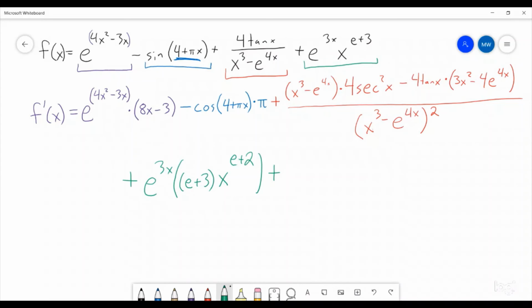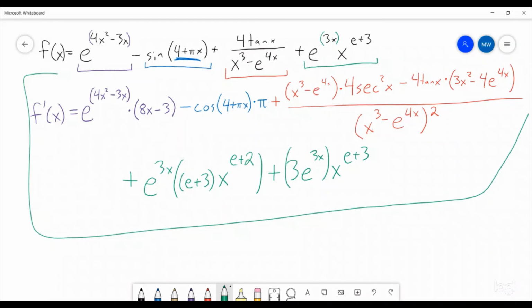and we add to that the derivative of the first times the second. Well, e to the 3x, you can either recognize that immediately as 3e to the 3x, or you can do it as a chain rule sort of thing, where it's e to the 3x, and then we multiply by the derivative of 3x, which is where we get the 3e to the 3x times the second function, x to the e plus 3. So all of this together, that whole big thing, all of that is the derivative of this function.